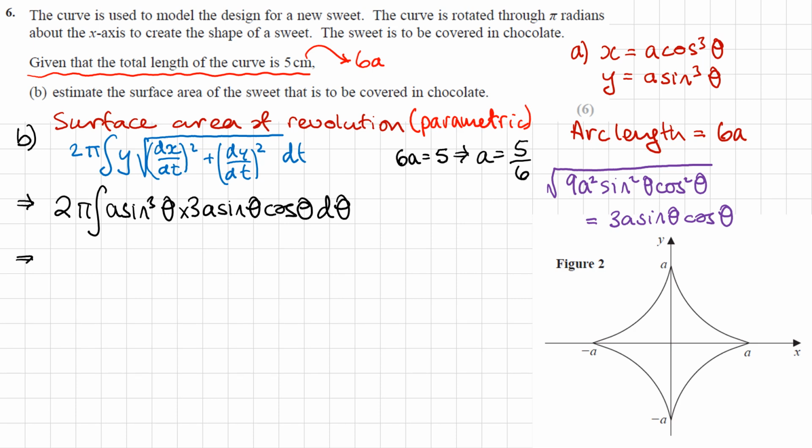So we can start to tie this up a bit. So 2 pi, and then we've got 3 times by 5 over 6 times by 5 over 6 again, 3a squared. So that becomes 25 over 12.